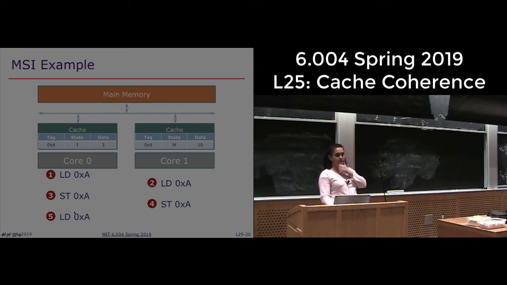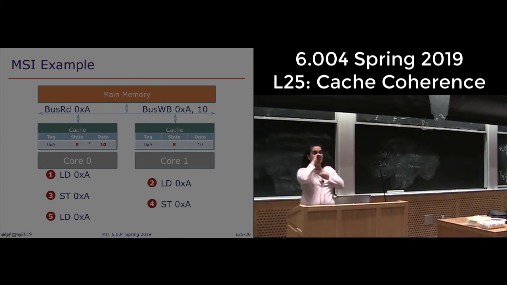The shared state, right? So what's going to happen is core 0 is issuing a bus read request. Core 1 is seeing this bus read request, and so it's going to write back its value of 10 to main memory, and it's going to now switch to the shared state. Then it's at this point safe for this guy to switch to the shared state as well, and it reads from the bus the value that core 1 just wrote back.